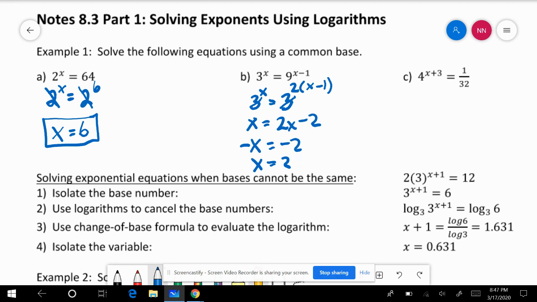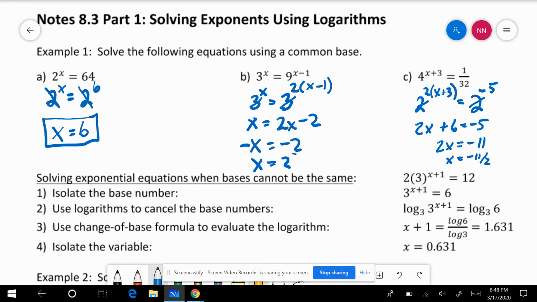Now, if we're looking at the third one, once again, common base, 2 squared x plus 3 equals 2. Since 32 is in the denominator, in order to bring it up, we make the exponent negative, and that would be 2 to the 5th. Once again, common base, we get 2x plus 6 is equal to negative 5. We subtract the 6. 2x is equal to negative 11. When we divide it by 2, x is equal to negative 11 over 2.